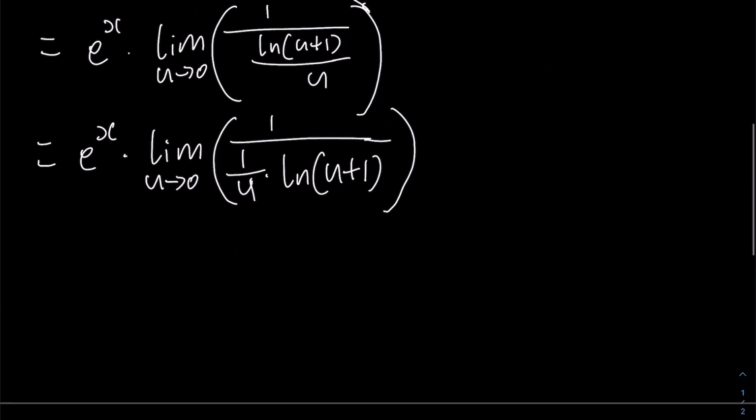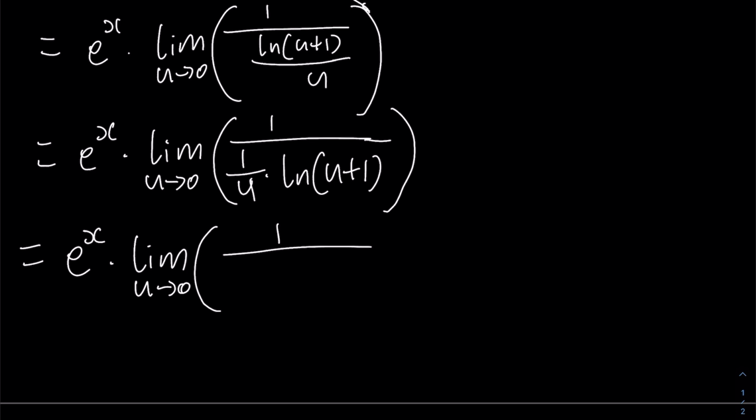So what do we see here? We have something multiplied by a natural log. So guess what we can do? We can bring this to the exponent. So this is e to the x multiplied by the limit as u is going to 0 of 1 over the natural log of (u plus 1) to the 1 over u's power.